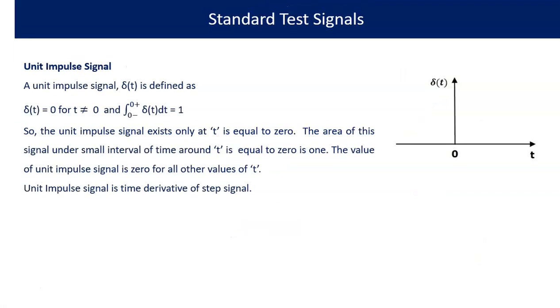Now unit impulse signal: when time t is equal to 0, it has infinite value, and for all other values of t, the signal is 0. But in actual practice, it is usually approximated by a pulse of small width but unit area, and its Laplace transform is equal to 1.